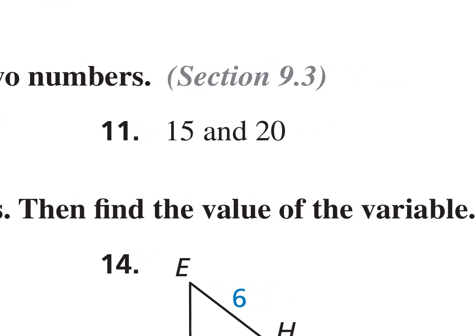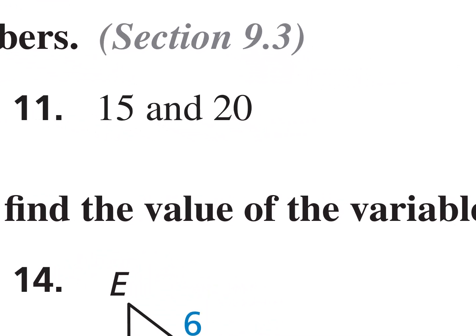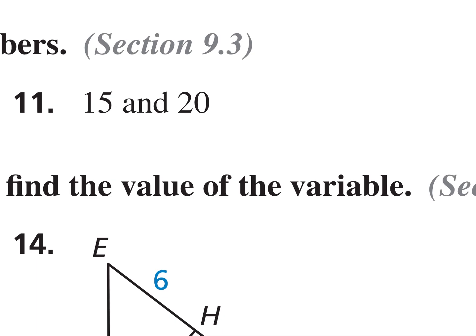Looking at number 11, I have 15 and 20. So again, doing the same thing. I have the square root of 15 times the square root of 20. Factoring them out, because I can, I'm going to get the square root of 5 and the square root of 3. And then for 20, I'm going to get the square root of 5 and the square root of 4.